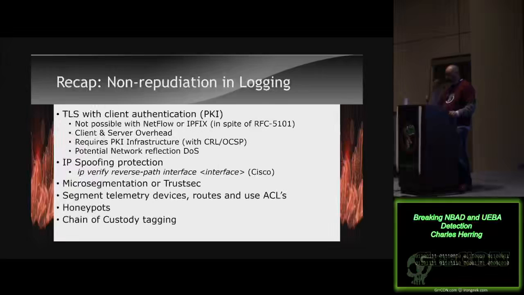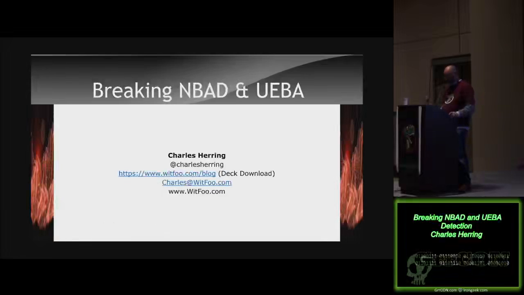So just to recap, and we'll have some questions: TLS, when you can do it. IP spoofing. Segment your security architecture into something that limits the ability to get bad data in there, using ACLs and so forth. Honeypots as a backup, and then chain of custody.